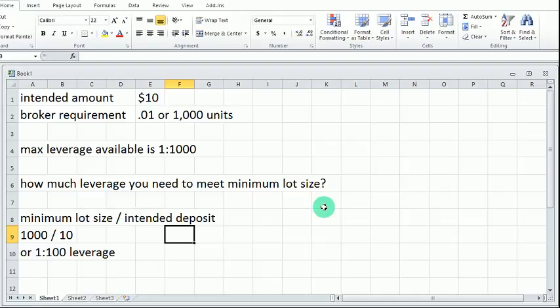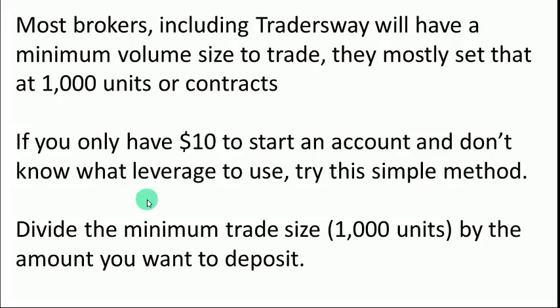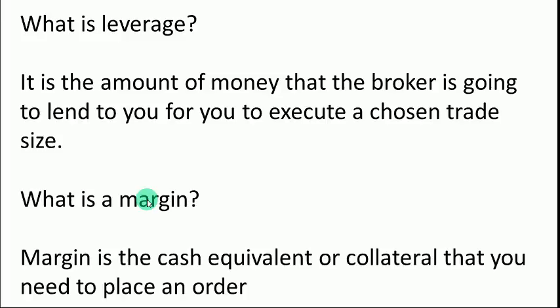Now the easiest way for you to compute the leverage required is this: you just divide the minimum lot size required by the broker by your intended deposit amount. So that would be 1000 over 10, or 1000 divided by 10. That will give you 1:100 leverage. Leverage is actually the amount of money being lent out by the broker for you to execute a chosen trade and meet the minimum trade size for that trade.